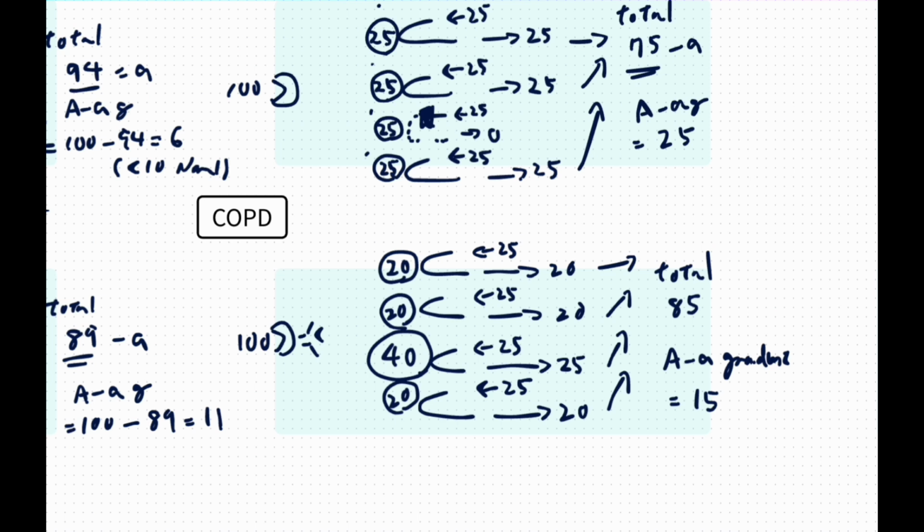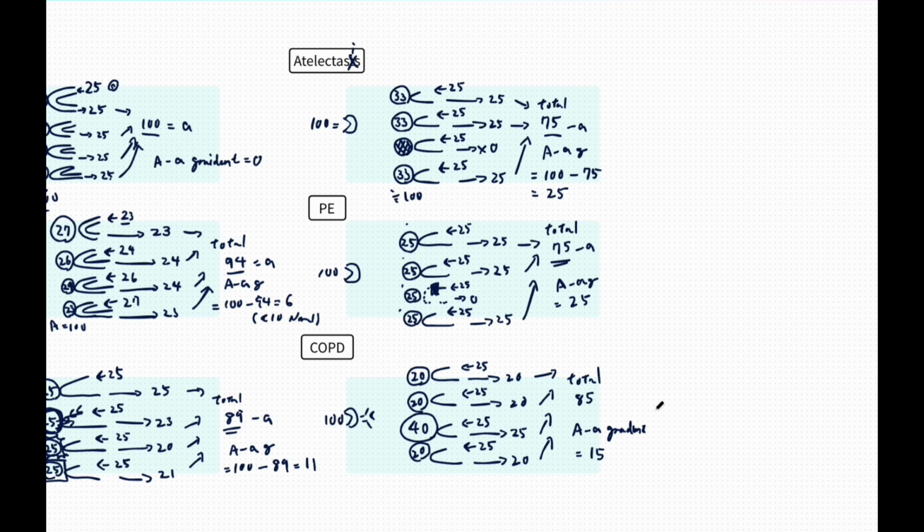This is an area where people often get confused, so I'd like to pause for a moment and clarify the terminology by referring back to the schematic we just reviewed. Let's organize the definitions of VQ mismatch, shunt, and dead space. VQ mismatch refers broadly to any imbalance between ventilation and perfusion. In that sense, atelectasis could technically be considered a form of VQ mismatch, because ventilation in the region becomes zero.